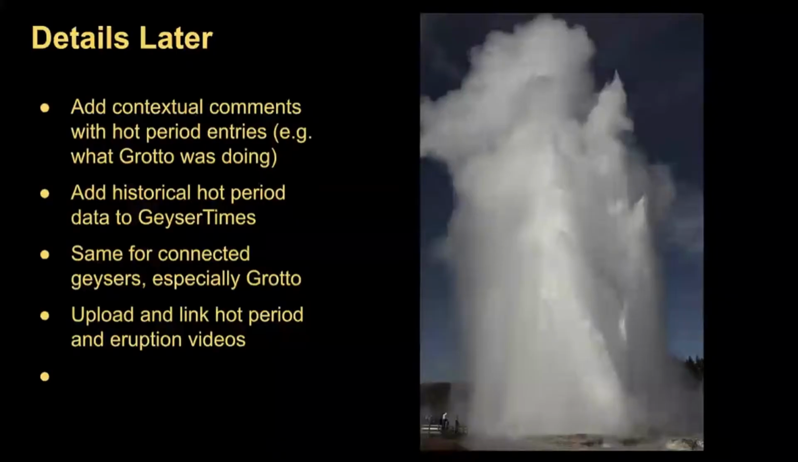So just a few things that kind of came up while I was putting this together. Like I mentioned, those added contextual comments with the giant hot period entries, like what Grotto was doing, are just super helpful. They really help me know where to look for other information about what was happening in the cycle.